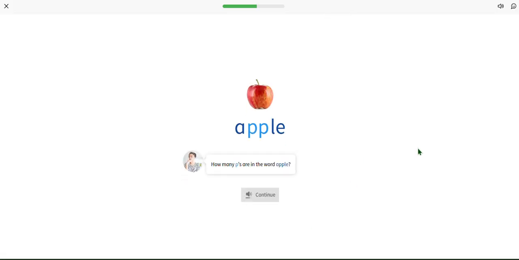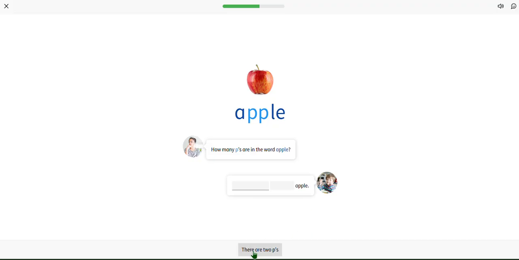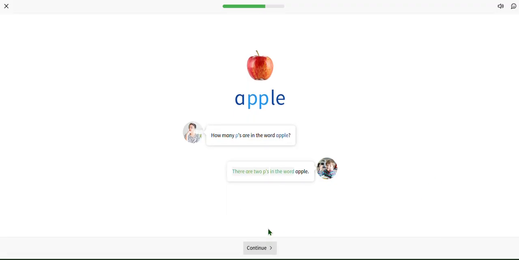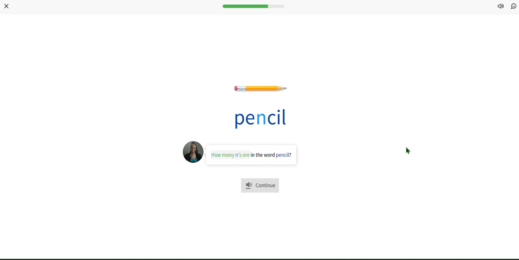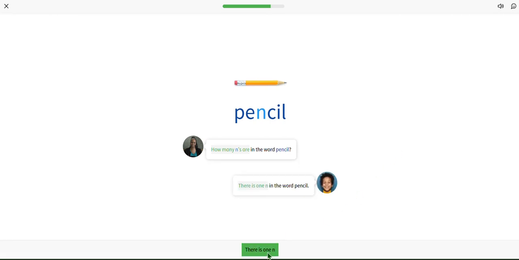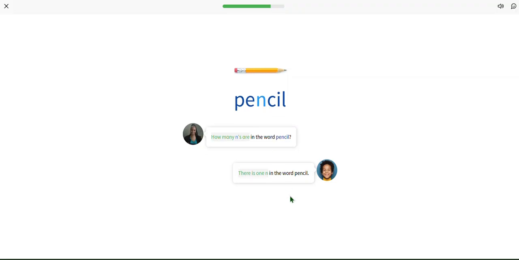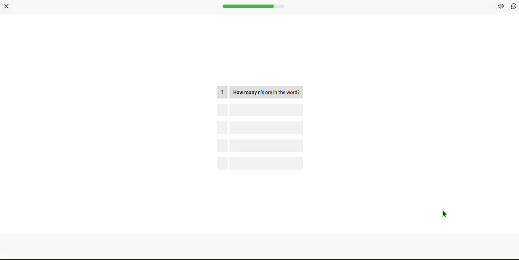How many P's are in the word apple? There are 2 P's. 1, 2. There are 2 P's in the word apple. How many N's are in the word pencil? There is 1 N. How many N's are in the word pencil? There is 1 N in the word pencil. How many N's are in the word? There is 1 N in the word.